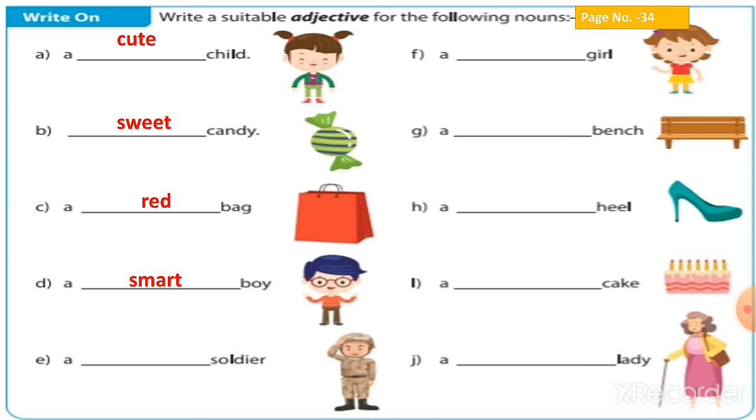E. A dash soldier. Brave soldier. Brave means strong. F. A dash girl. Happy girl. G. A dash bench. Bench is made of wood. So you can say a wooden bench. H. A dash hill. You can see that the hill is very high. A high hill. I. A dash cake. A delicious cake. Delicious means tasty. J. A dash lady. A tall lady. Very good.